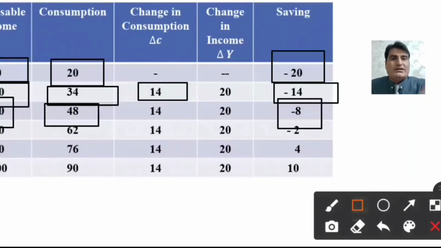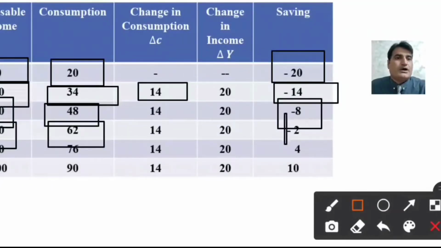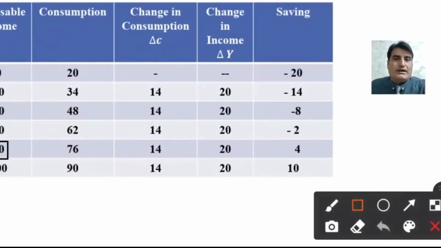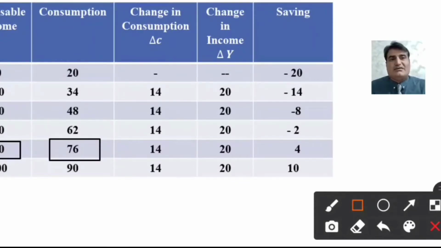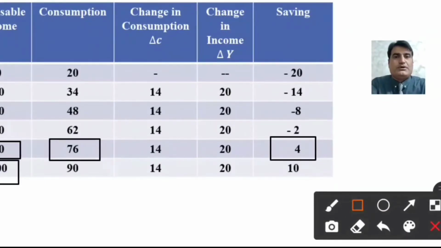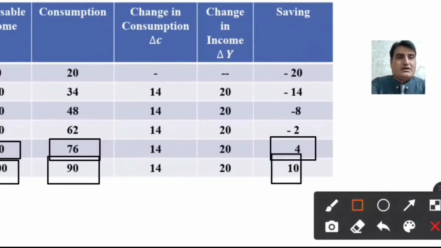As the income increases from $40 to $60, the consumption at this level of income is 62. The consumer still has to borrow $2. As the income is now $80, the consumer is spending $76 on consumption. So at this level of income, the consumer is saving $4. As the income further increases from 80 to 100, $10 are saved. So you can see here these $10 are saving.